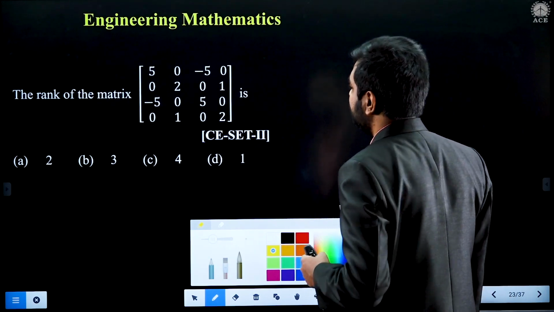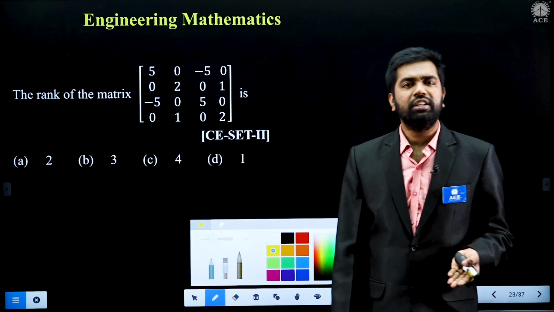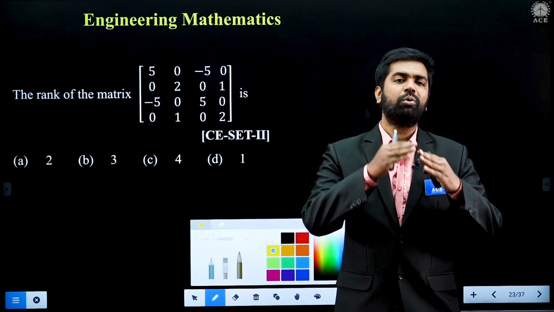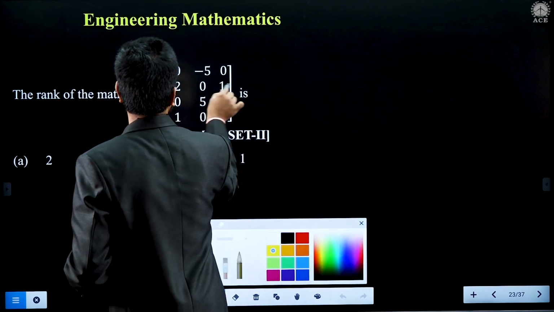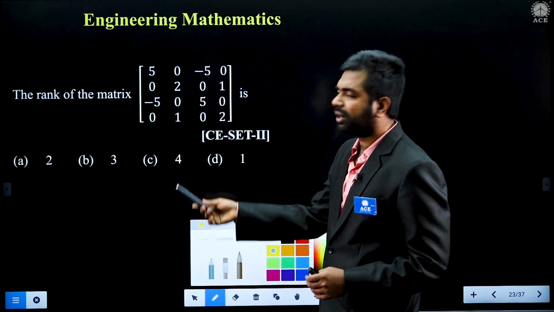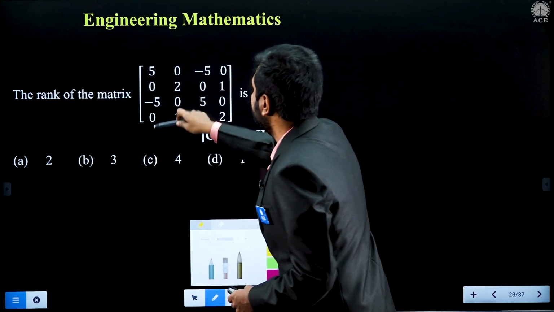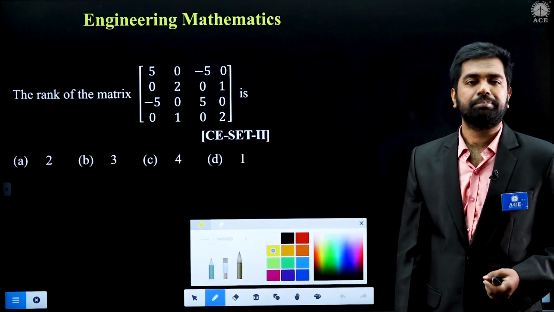Have a look at this question. The rank of the matrix is dash, right? Again, it's a very simple problem, a very standard model. Let me count the rows. 1, 2, 3, 4. 4 rows. Let me count the columns. 1, 2, 3, 4. 4 columns. So it's a 4 cross 4 matrix.